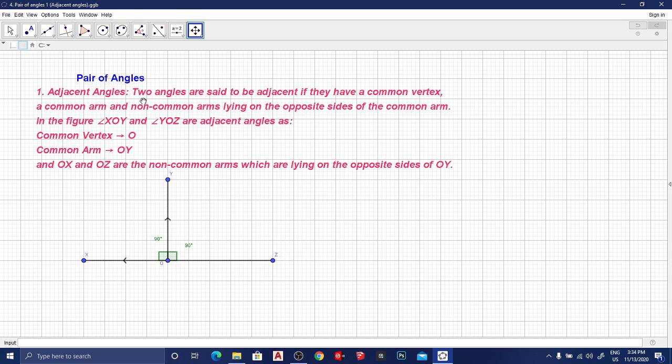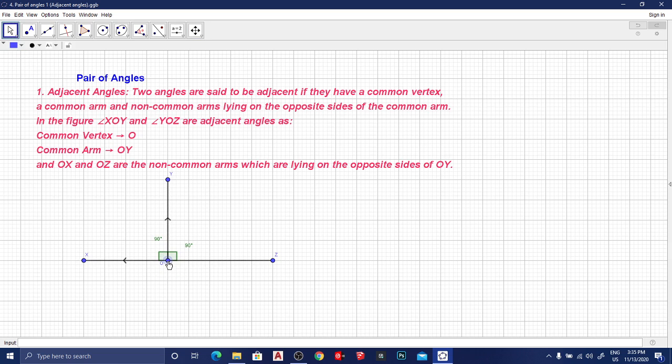See the definition here, listen carefully. 2 angles are said to be adjacent if they have a common vertex and a common arm, and non-common arms lying on the opposite sides of the common arm. See here, 2 angles you can see here. This is 90 degrees, this is also 90 degrees. I am taking the same angle. They are called adjacent if they have a common vertex like this. This is the common vertex.